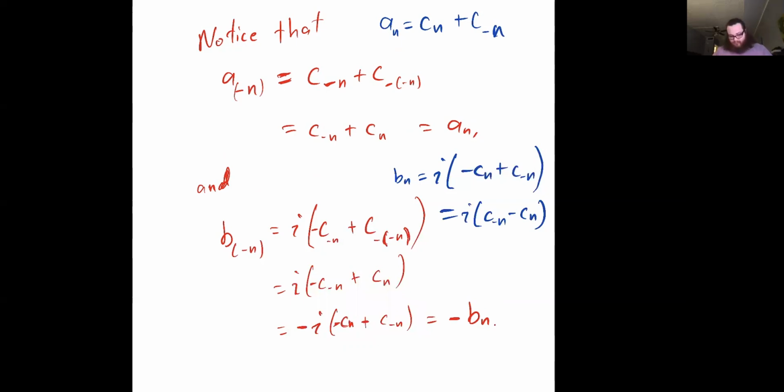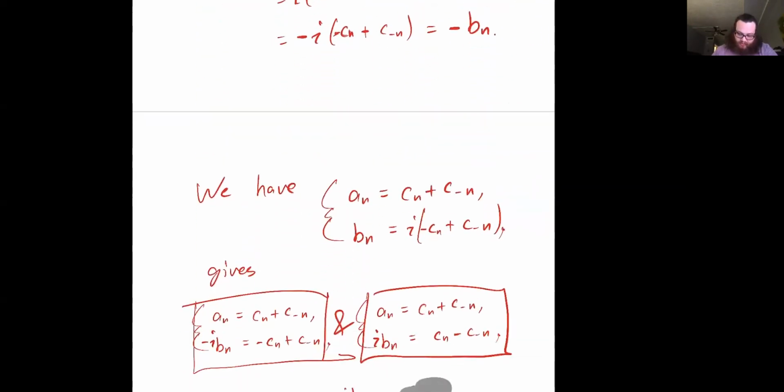So we have these nice little identities for a sub n and b sub n, following from properties that c sub n has.